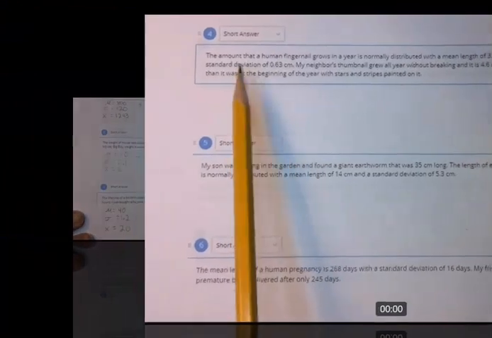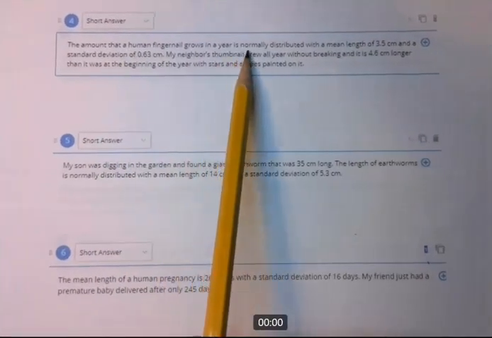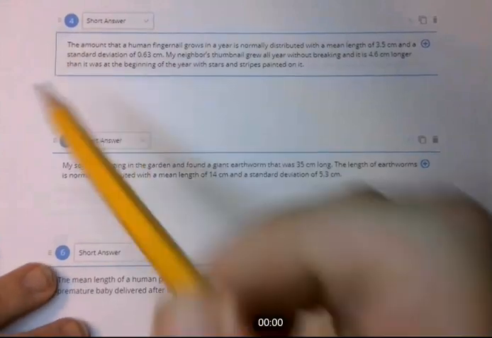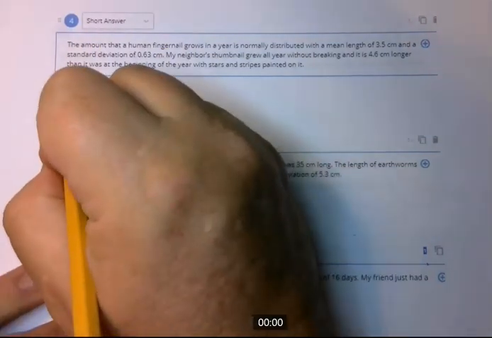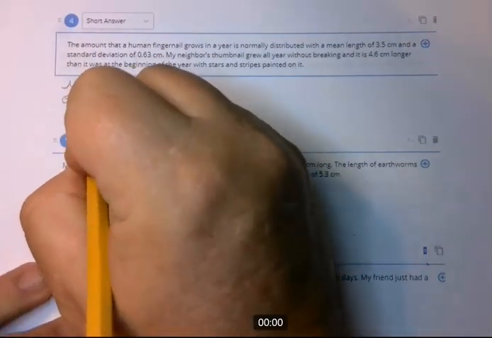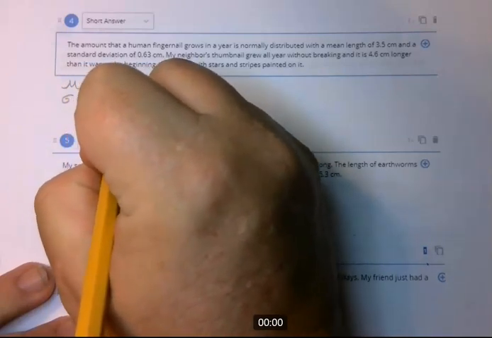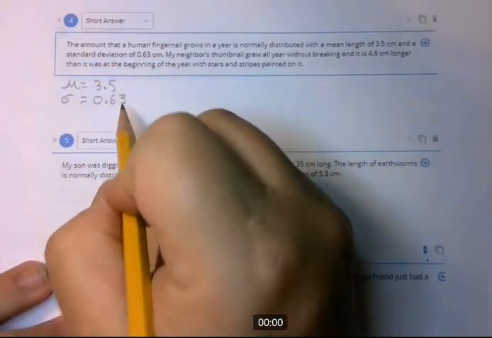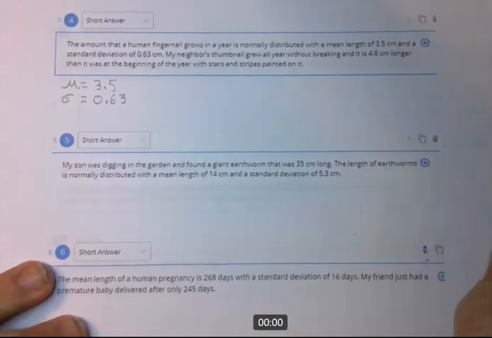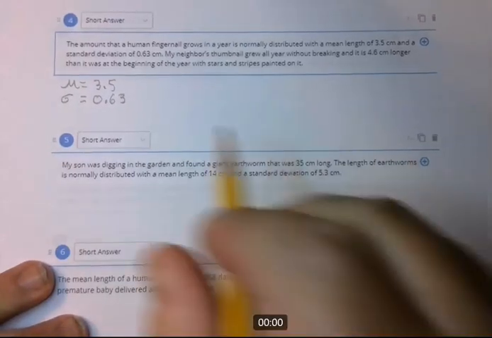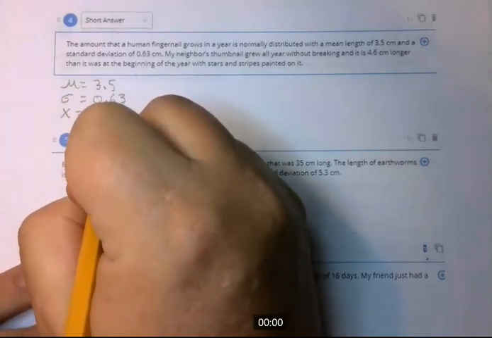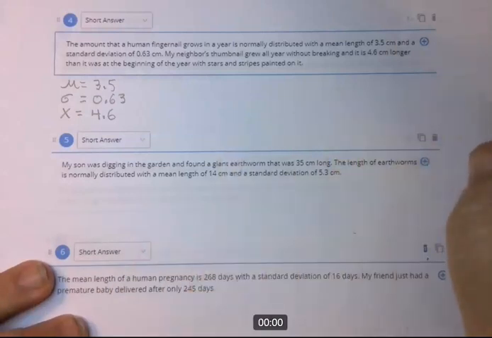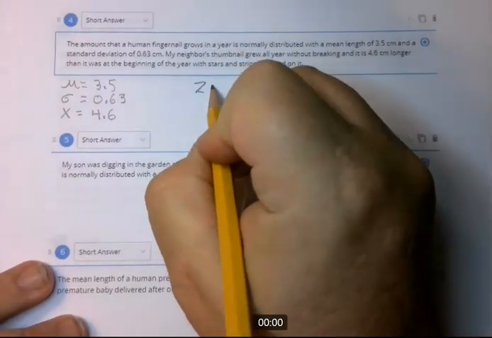Okay, number 4. The amount that a human fingernail grows in a year is normally distributed with a mean of 3.5 and a standard deviation of 0.63. These are in centimeters. My neighbor's fingernail grew all year without breaking, and it is 4.6 centimeters longer than it was at the beginning of the year. Okay, so let's do the z value.